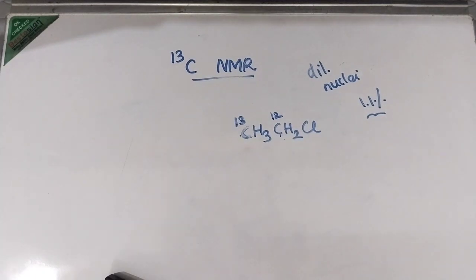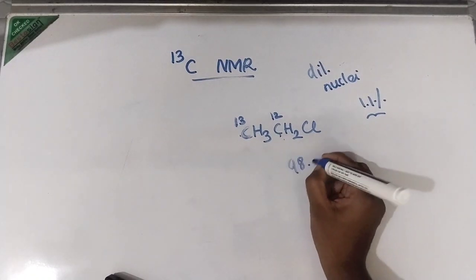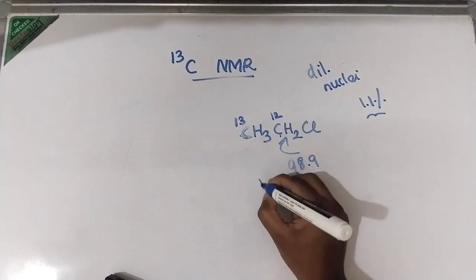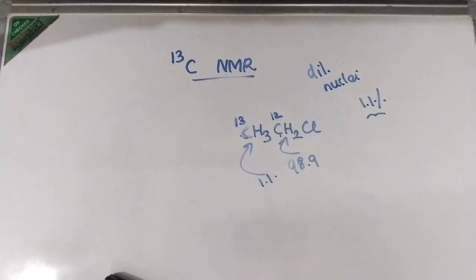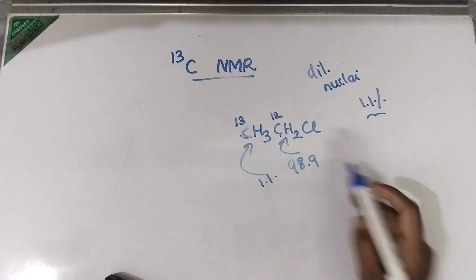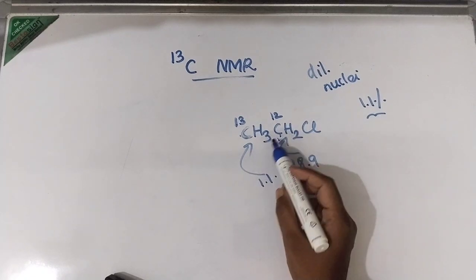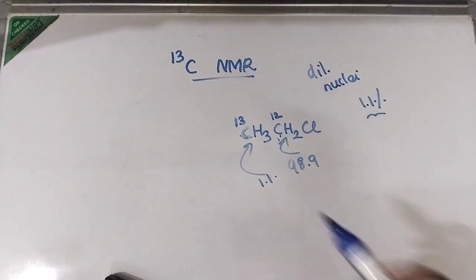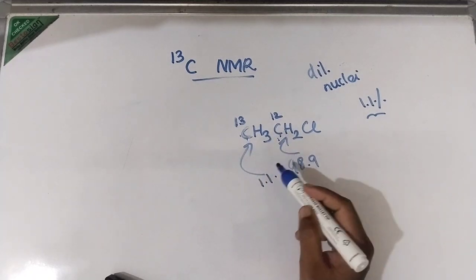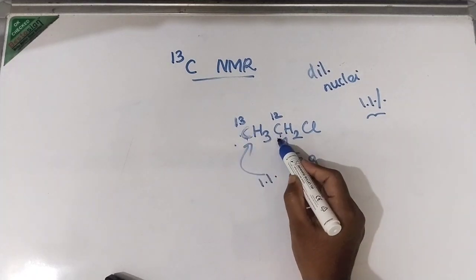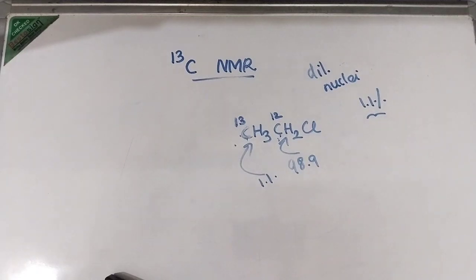What do we mean by dilute nuclei and concentrated nuclei? Concentrated nuclei means the species will be rich, the abundance will be greater. But dilute nuclei means it will have very low abundance, right? I told you that 98.9% is carbon 12 and only 1.1% is carbon 13, and carbon 12 is NMR inactive. Hence, the possibility of having C13 next to another C13 is very low. So if this is C13, obviously this won't be C13, it will be C12.